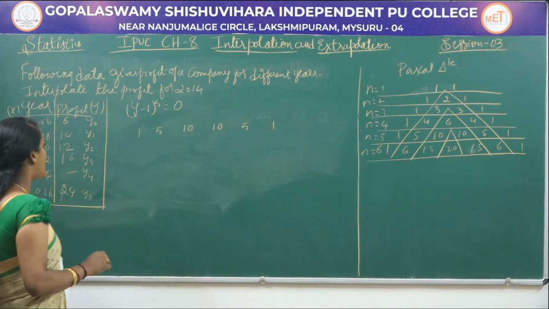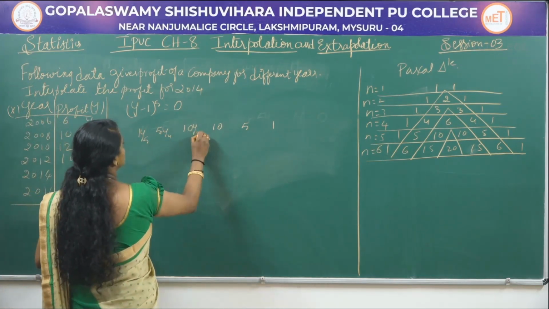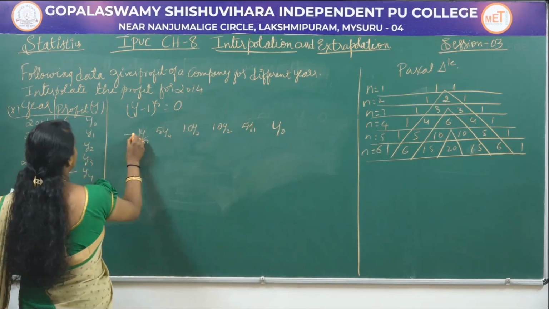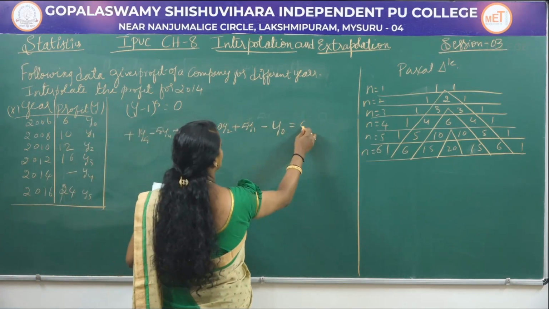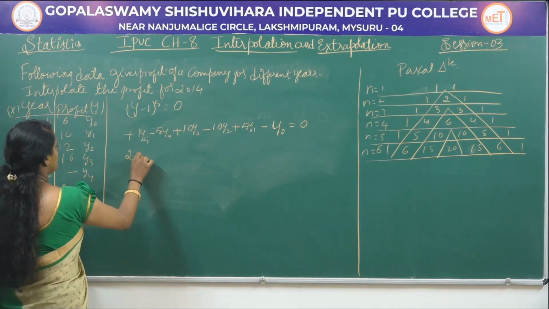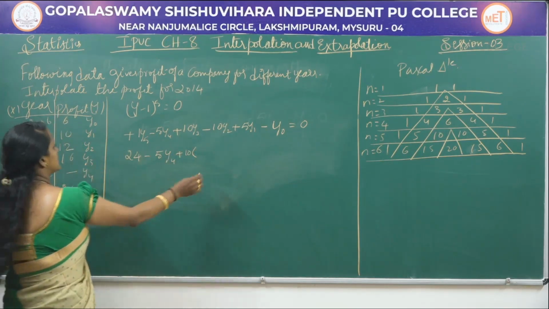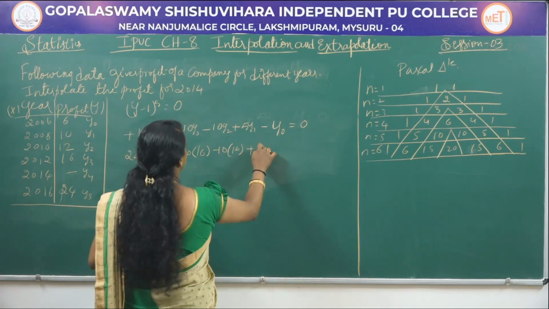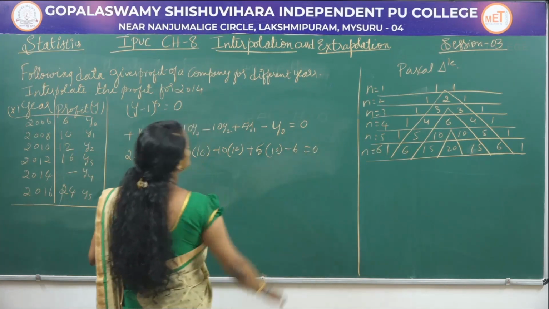Next you take the y values: y5, y4, y3, y2, y1, y0. Next the signs plus, minus, equated to 0. Now substitute the y values. It is 24 minus 5y4 plus 10 into y3 is 16, minus 10 into 12, plus 5 into 10, minus 6 is equal to 0.